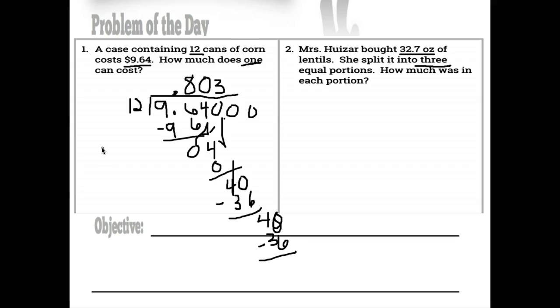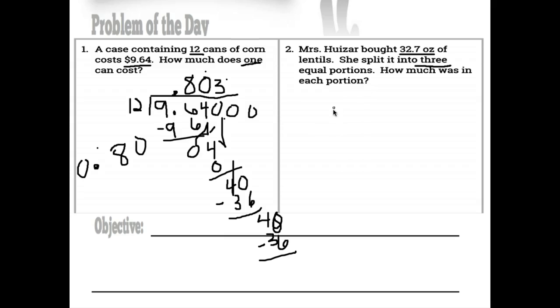So the cost of each can is going to be 80 cents. We're going to look at the 0 and the 3. This is not going to increase.